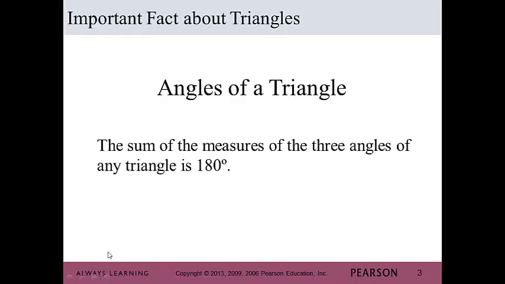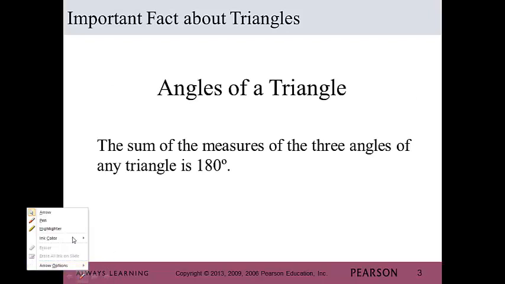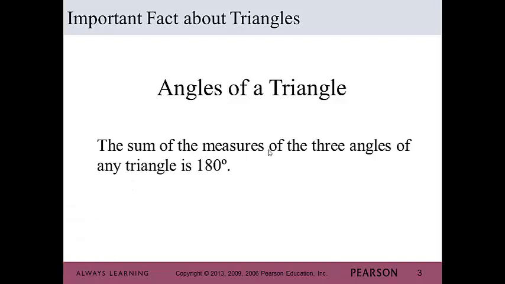So definition, the angles of a triangle. The sum of the measures of three angles of any triangle is 180 degrees. So if you were to add up the three angles in any triangle, it will always equal 180 degrees.